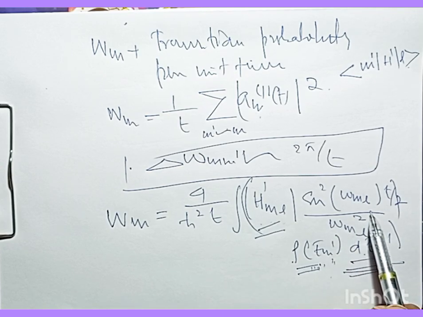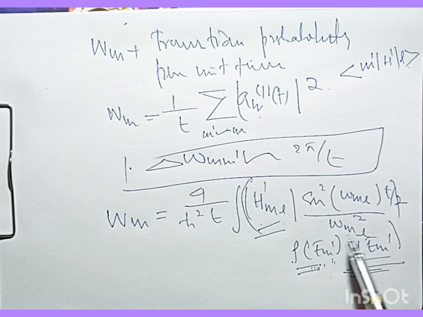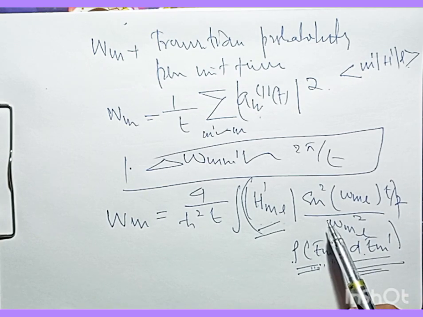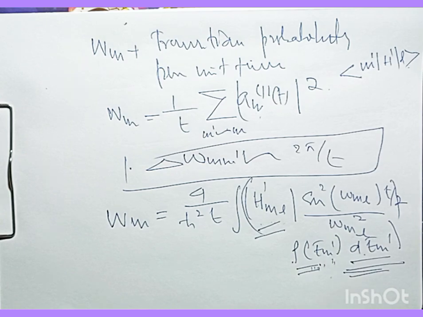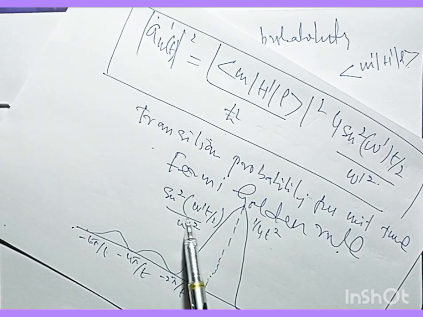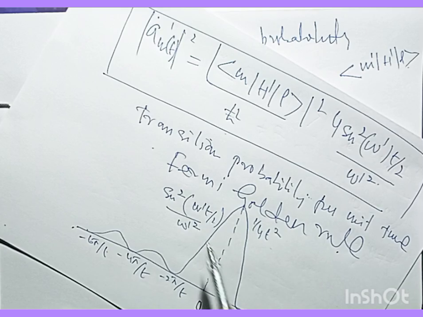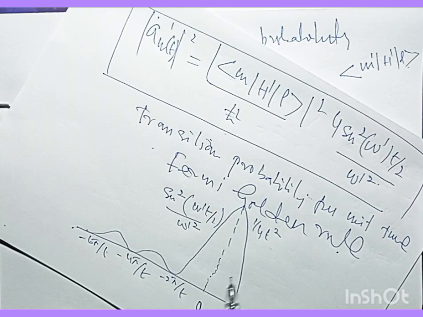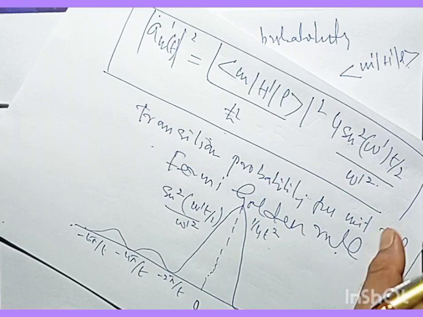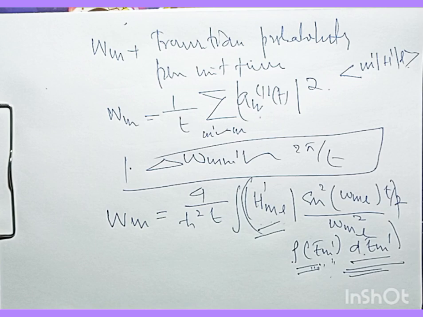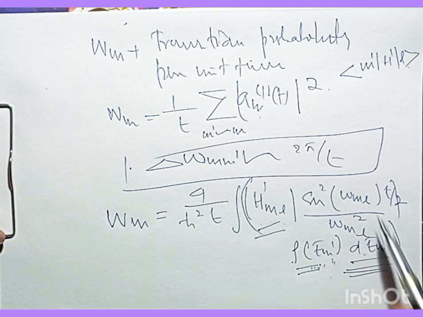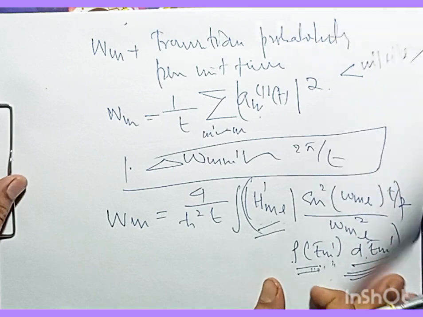However, the function that's here in terms of sine will be varying rapidly. And as we can also see from the graph that we have drawn, this sine square omega dash t by 2 by omega dash square is varying very rapidly. Therefore, it is plausible to integrate this equation over the rapidly varying function, taking the matrix element and the density of states outside this integral, and keeping only this sinusoidal function and looking for its integration.